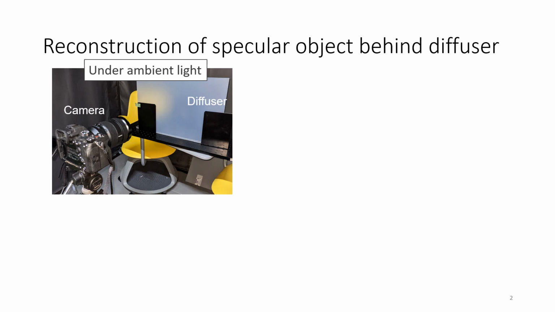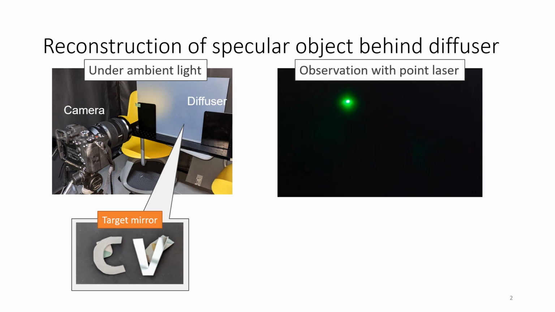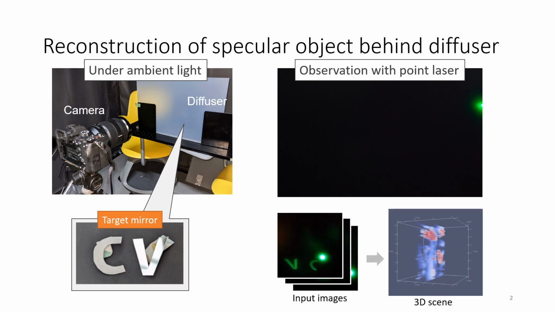In this presentation, we will focus on the shape measurement of specular objects behind frosted glass or diffuser plates. In the image, characters C and B made of mirror are placed behind a diffuser, but their shapes are completely invisible under ambient light conditions. However, by illuminating the diffuser with a laser pointer, light transmitted to the backside is reflected by the mirror surface, creating a pattern on the diffuser. We will perform the reconstruction of the three-dimensional scene from the image captured.